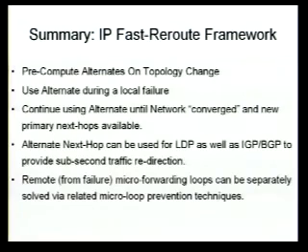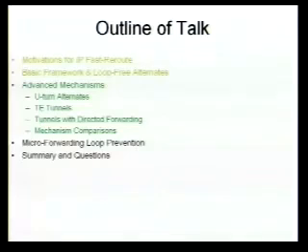So again, the overall framework that you want to keep in your head as Ali is talking, we want to pre-compute the alternates on the topology change. We want to use that alternate during the local failure, continue using that alternate until we've converged on the new primary next hops become available. We can use these alternate next hops for LDP as well as IGPs and IBGP. And then we can separately solve micro-looping inside the network, as we've discussed, that can persist for potentially hundreds of milliseconds. So I'll turn it over.